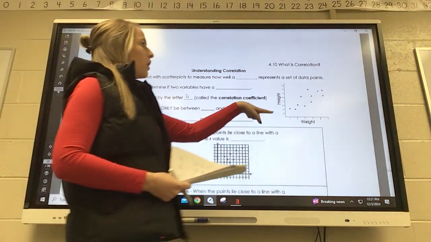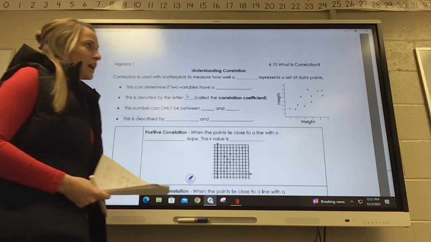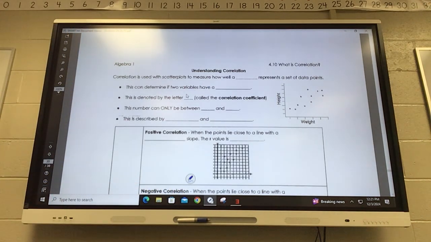So again, the taller you are, the further along you are in weight, but not always the case. You could be short and weigh a lot, or you could be tall and be super, super skinny. Okay, so not always the same thing. So it's just a relationship. It doesn't mean it's a fact. They're just correlated to each other.